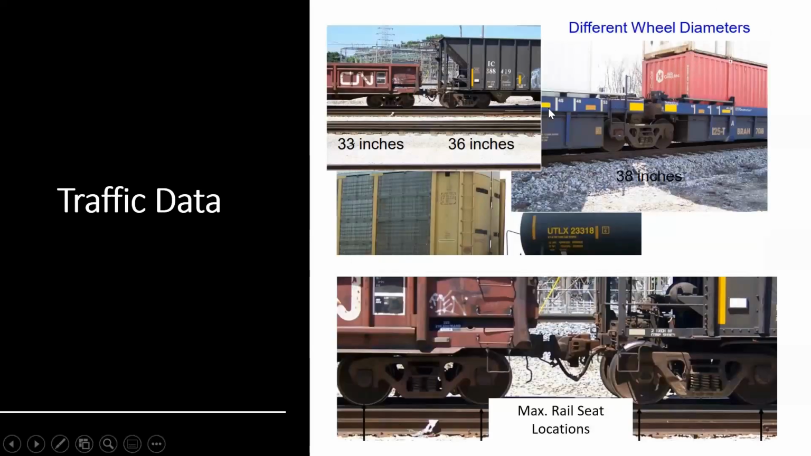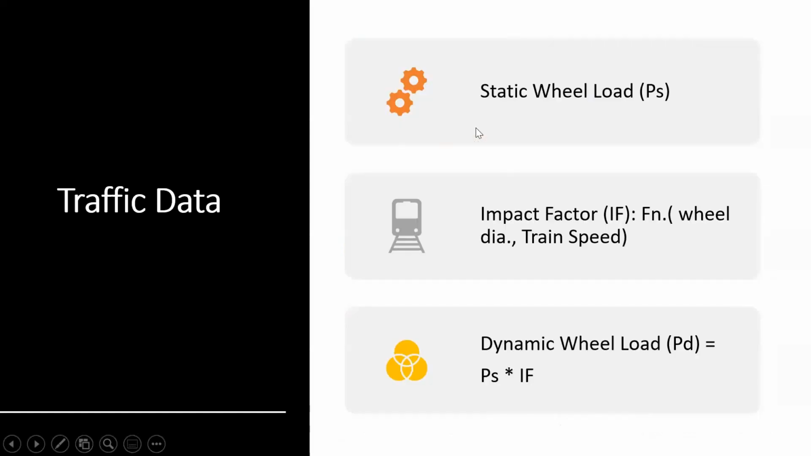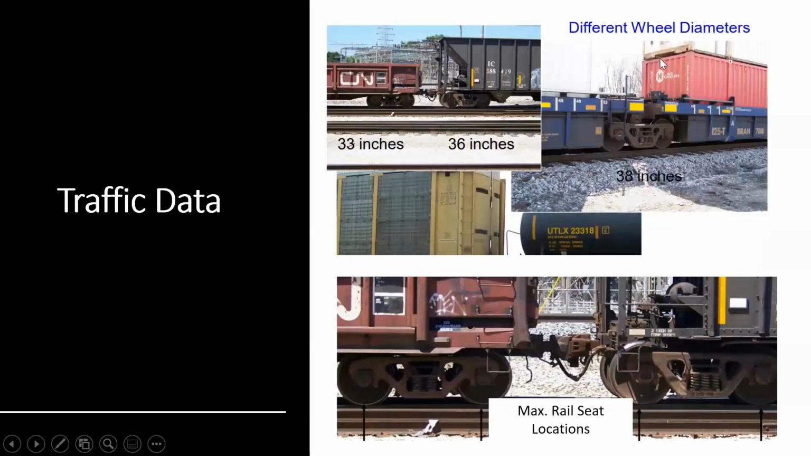Different wheel diameters. Wheel diameters are very important because they actually get into your impact factor, and the impact factor can vary significantly. So you need to be aware of the wheel diameters that you're expecting on your rail track.